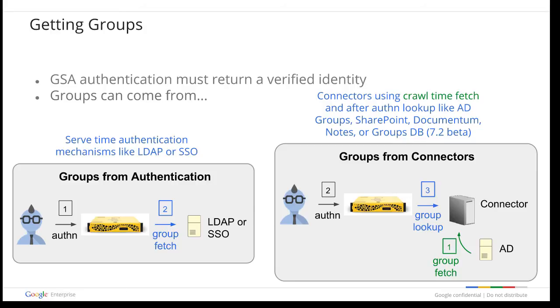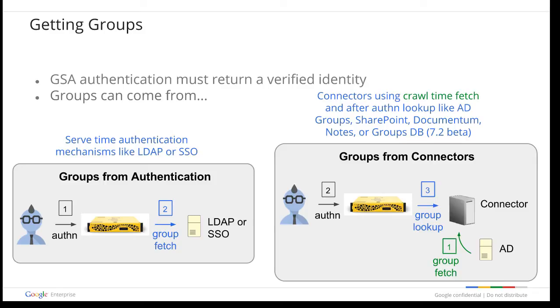If ACLs use groups, the GSA will have to find the groups that users belong to as well. This can be done using an authentication mechanism as shown on the left, that returns user groups when users authenticate, such as LDAP, cookie cracking, or SAML. Or groups can come from other mechanisms after authentication, as shown on the right. The appliance can use a connector to fetch all groups ahead of time, store them in an external database, and look them up for a particular user after authentication. Or feeds can send groups to an onboard database in the GSA ahead of time, and the GSA can look up groups for a user after authentication.